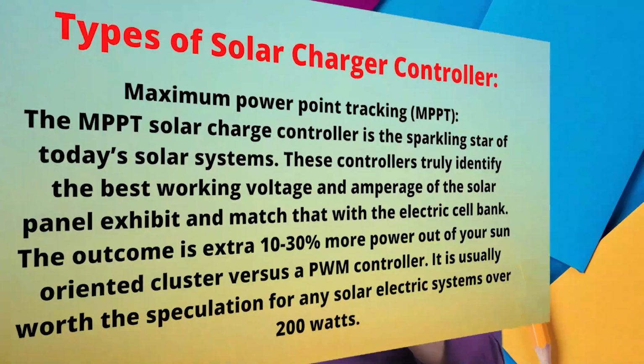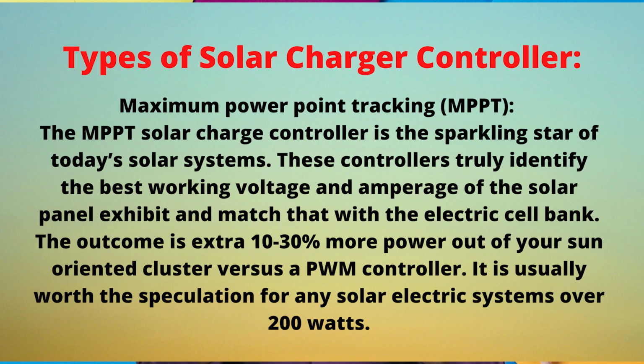The third type of charge controller is maximum power point tracking. The MPPT solar charge controller is the shining star of today's solar systems. This controller identifies the best working voltage and amperage of the solar panel array and matches that with the battery bank. The outcome is an extra 10 to 30% more power out of your solar array versus a PWM controller. It is usually worth the investment for any solar electric system over 200 watts.